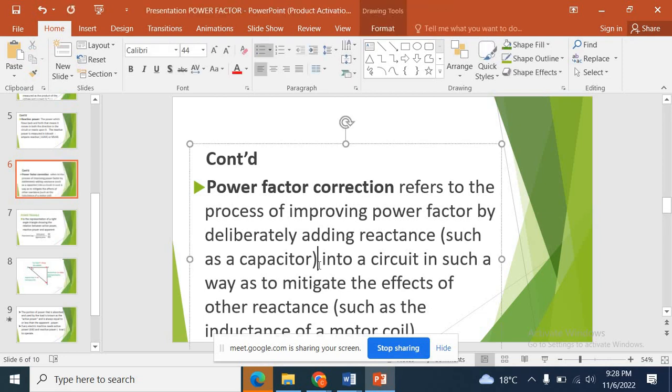That's very correct, what Jacqueline has said. Power factor correction refers to the process of improving power factor by deliberately adding reactants. That's by adding capacitors to a power system, so as to improve the power factor.